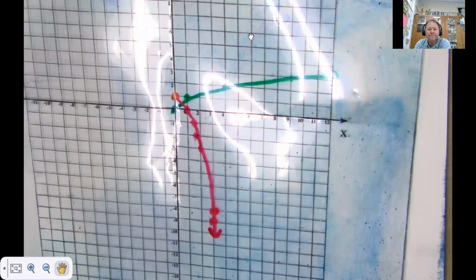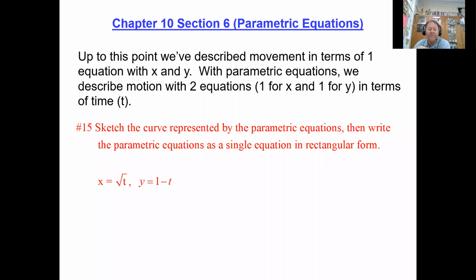Just give me a second. I don't want to do stop share. I want new share. Hopefully I can get the right one. It is this one. It says, then write the parametric equations as a single equation. Got it. So let's go back to this.